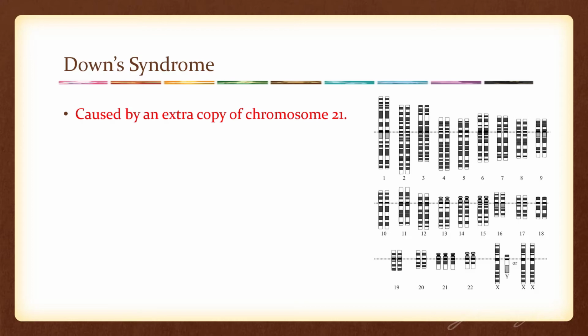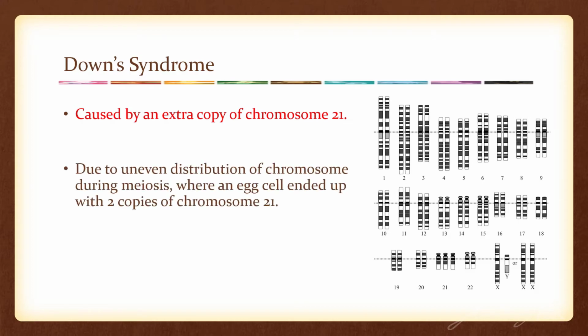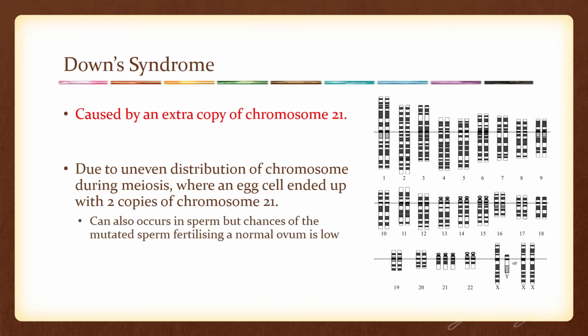This additional copy of chromosome 21 is most likely due to an uneven distribution of chromosomes during meiosis. That means the centriole is not doing its work properly, whereby an egg ended up with 2 copies of chromosome 21. Then you might ask, can it be meiosis of the sperm, which ended up with 24 chromosomes? Yes, it is possible. It can occur in sperm, but the chance of the mutated sperm fertilizing a normal ovum or egg is actually low.